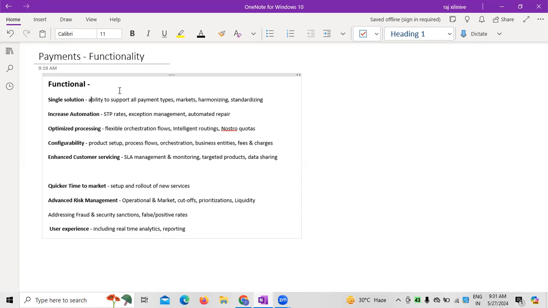Last but not least, we need to create some user experience wherein we provide real-time analytical reports so that any decisions to be taken by the customer will be easier for them to take. So these are the payment functionalities.